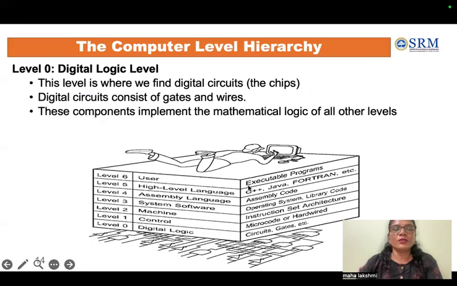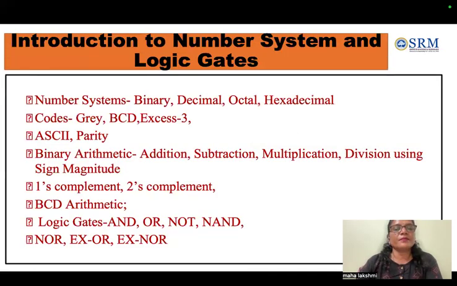If you see level 0, this is the digital logic level. This level is where we find digital circuits, that is the hardware chips, literally the processors and the hardware storage units. You can see them in the digital logic level. This digital circuit consists of gates and wires. These components implement the mathematical logic of all other levels.